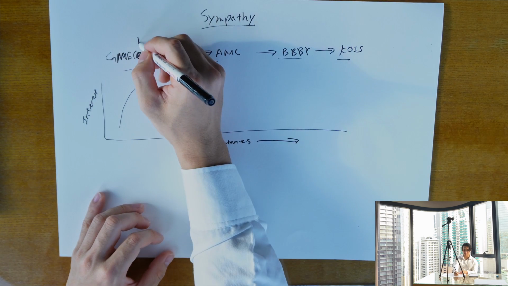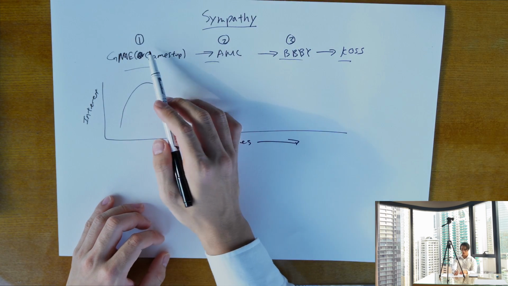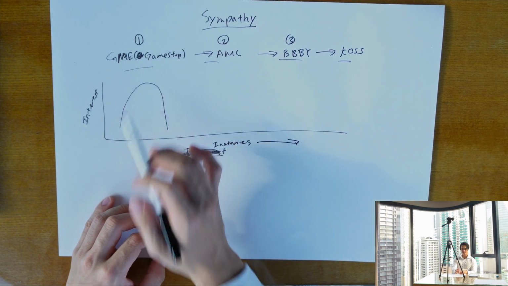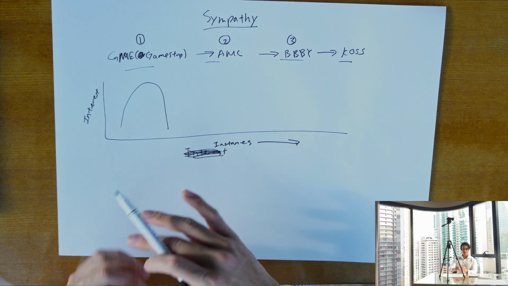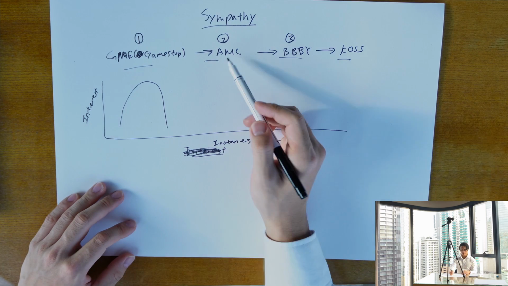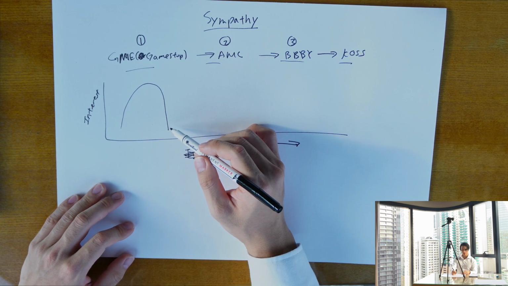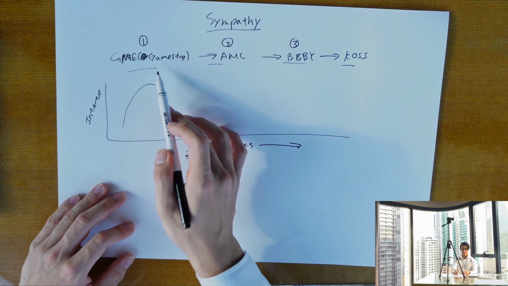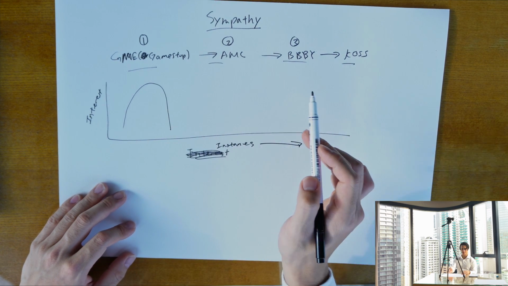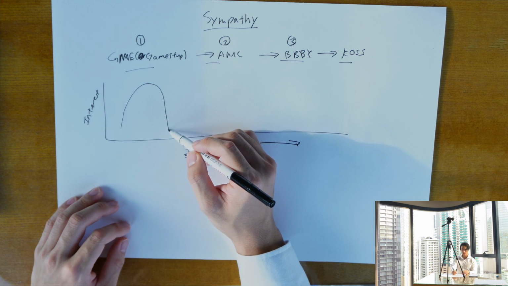So this is like instance number 1, instance number 2, instance number 3, etc. What you see is that the first instance of this narrative has the highest interest. It establishes the narrative. The second instance, in this case AMC, people who missed GameStop are trying to find the next narrative, the next short squeeze narrative, right?